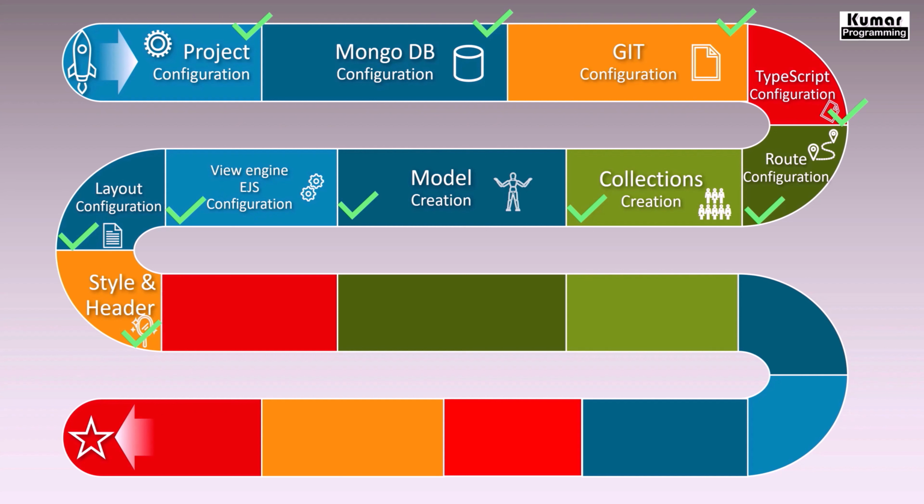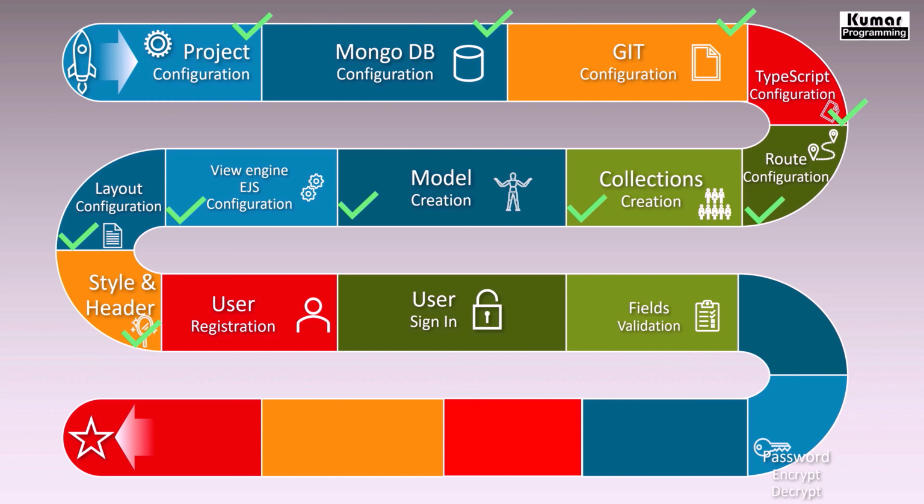Okay. Now further in this section, we are going to do the user registration. Once the user is registered, we are going to do the sign in. During user registration and sign in, we are going to do the field validation. We will see how to do the field validation. Once field validations are done, we will do our password encrypt and decrypt before saving it to the database. And once that is done, we are going to do the user authentication with JWT.